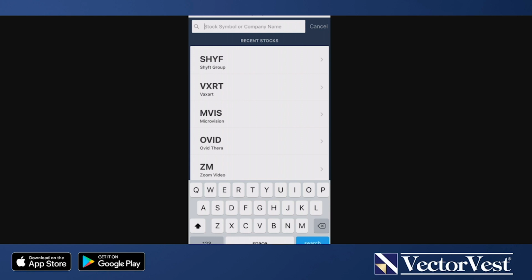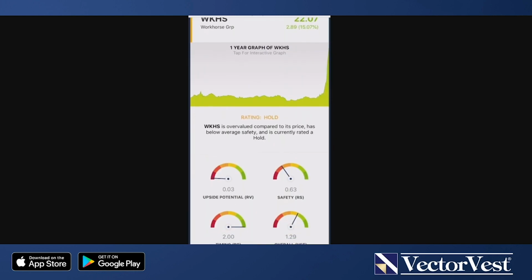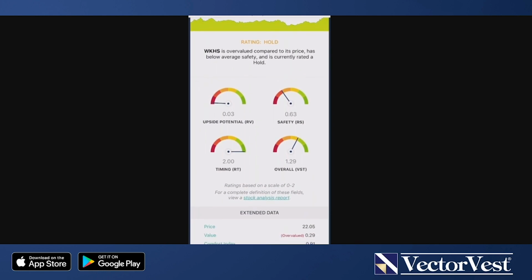Can we see Workhorse? Sure. If you don't know the ticker symbol, that's okay. Just start typing the name, Workhorse Group right there, pulls it right up. So, speculative stock, poor long-term potential, a lot of risk associated with it, but the timing's pegged out at 2. So therefore, if you're a momentum trader, great, this is a good stock. If you're a fundamental trader looking for a little less risk, probably going to pass on this one.